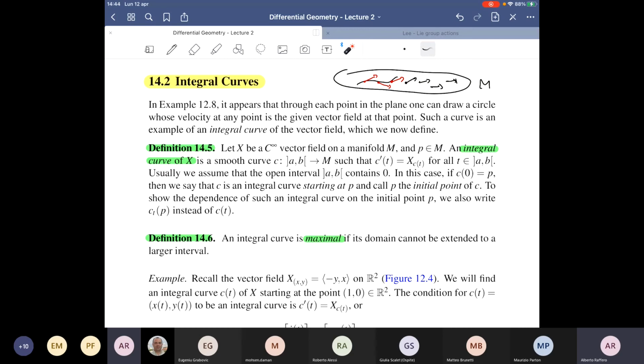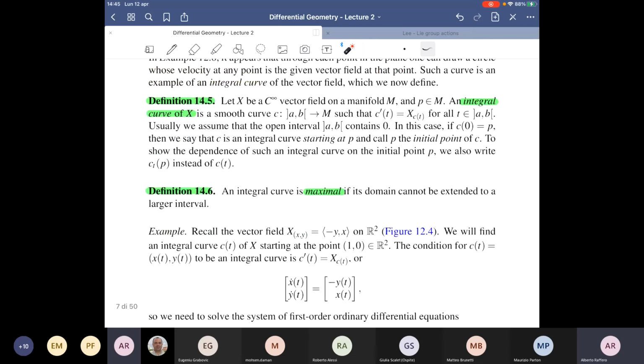Moreover, as you can see, you consider an open interval where your curve is defined. Usually you assume that it contains 0, and you consider a starting point for your curve. So you consider a point on your manifold, and you require your curve to start at time equal to 0 from that point. So this will be the integral curve of a smooth vector field on a manifold.